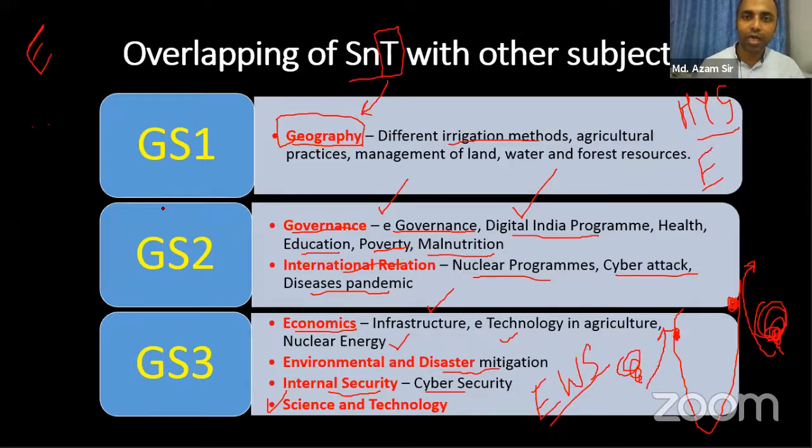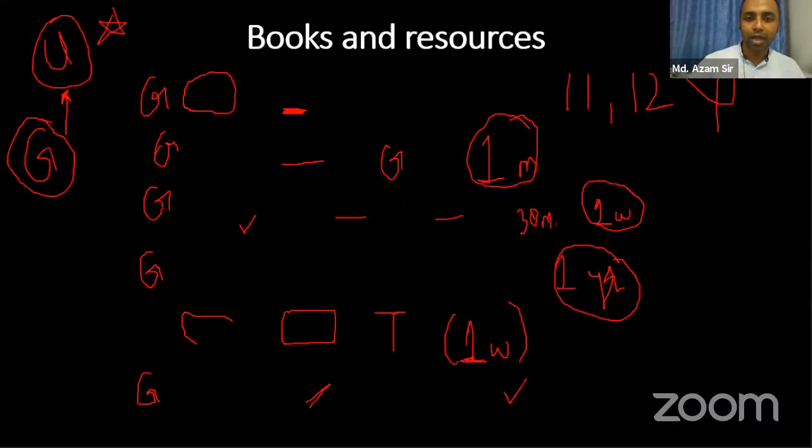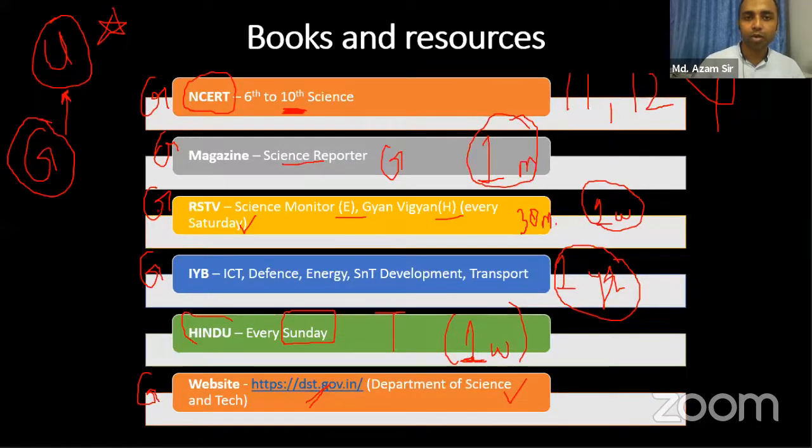This will give you an edge in the mains examination, because when you would be writing an answer, your answer would be multidimensional, and that is a demand of the question. Whereas if other students are writing, they may write a monotonous and single dimension answer, so they will get less marks. And last but not the least, the important book resources.